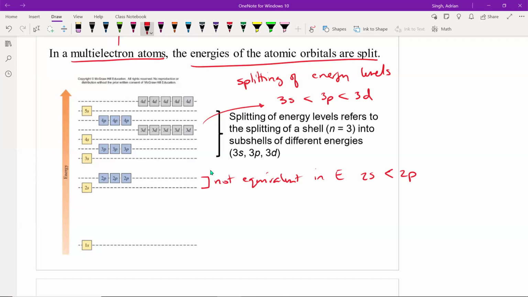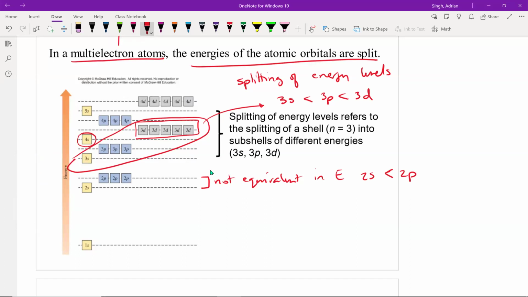commingling of these energies such that, for instance, we find here that the 3d sublevel is actually higher in energy than the 4s sublevel. So these are all the n equals 3 energy levels. They're split, and they're split far enough that the 3d is actually higher in energy than the 4s.